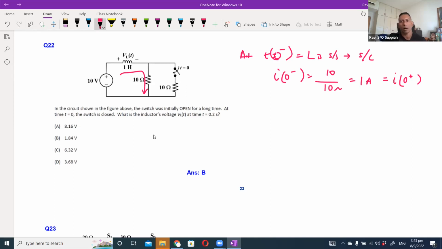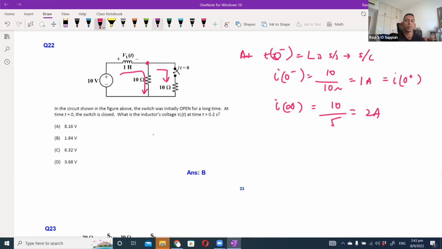Now how about the current at time t equals infinity? Once the switch is closed, the current at this point will split into this branch and this branch, which is basically two 10 ohm resistors in parallel. So the total current will be 10 over 5. 10 and 10 parallel will give me 5. So there will be 2 ampere. All right, so we know this.